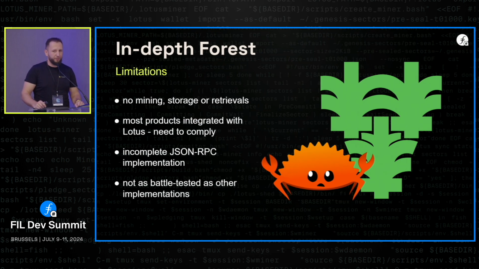The JSON RPC implementation is not complete. It's complete for some use cases, but not for everything. So we need to work on this. It may not work, for example, for what I used last week. I tried to use Coinbase Wallet. It didn't work with Forest. It worked fine with Lotus. And it's not as battle tested as other implementations because there are just so many Lotus users. They use Lotus in so many different ways that creators wouldn't even dream of, so it's much better tested.